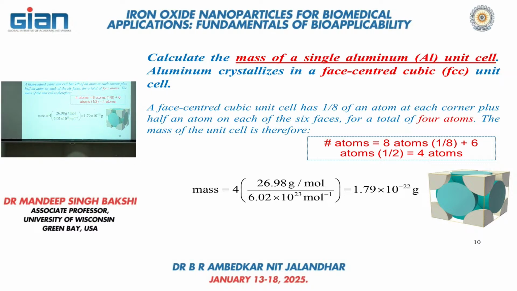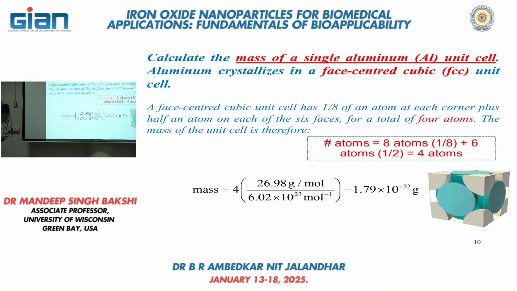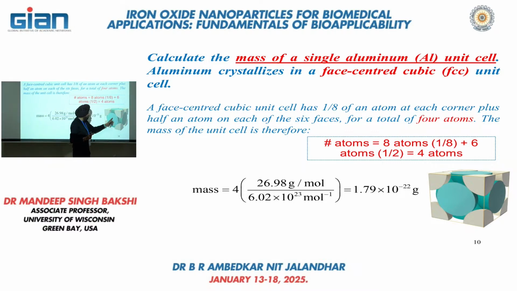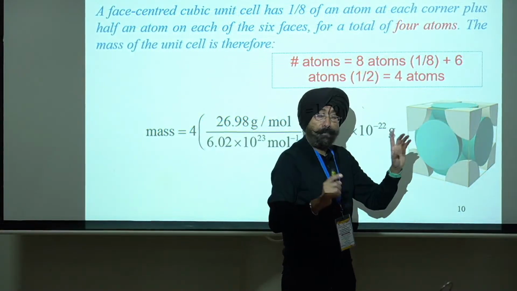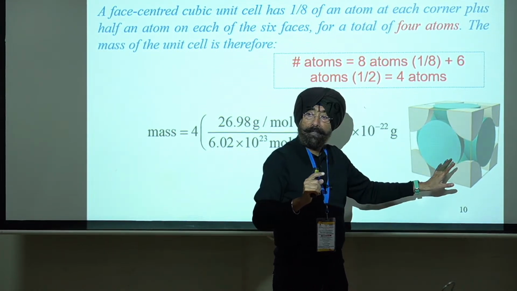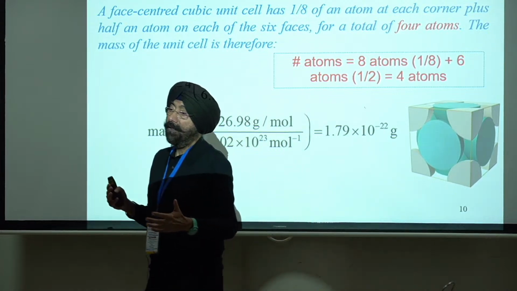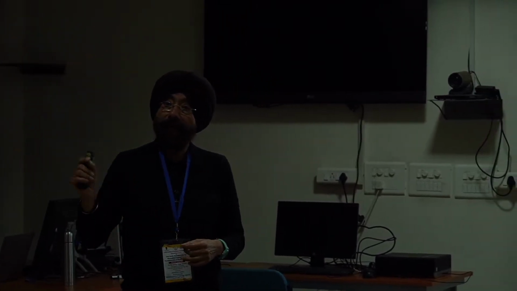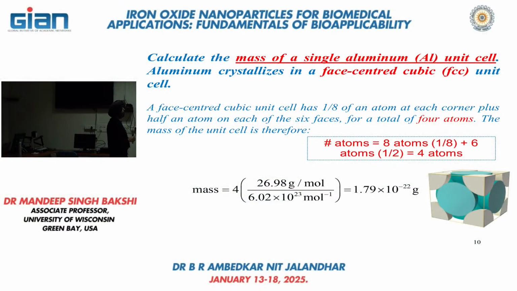Calculate the mass of a single aluminum unit cell. So the mass of the entire aluminum unit cell. For the color contrast, this atom has a different color from this atom, but in fact, as long as we are talking about pure aluminum, all are aluminum atoms. In North America, we call it aluminum, and here in India, we call it aluminium. Do not get confused. Aluminum and aluminium are both the same thing, only the way we name it.